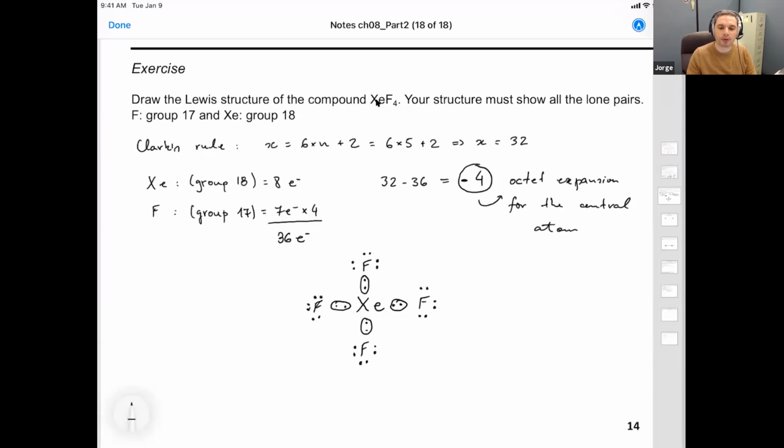Okay, so just counting the 4 single bonds and the 3 lone pairs for each fluorine atom, we have used, let's see here, 4 pairs of electrons for the single bonds, plus 3 pairs for each fluorine atom, 1, 2, 3, 4, 5, 6, 7, 8, 9, 10, 11, 12 pairs of electrons to fill up the octet for all the fluorines. So we have spent 16 pairs of electrons.